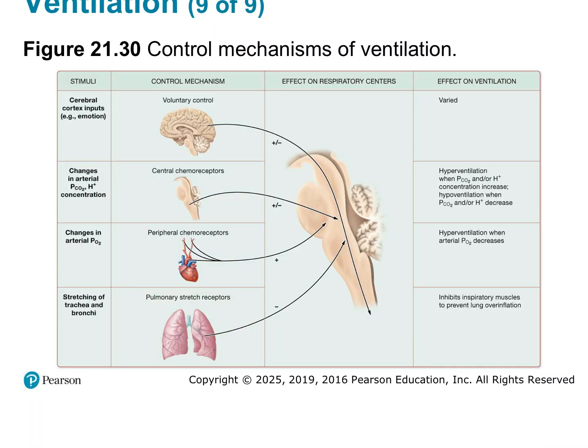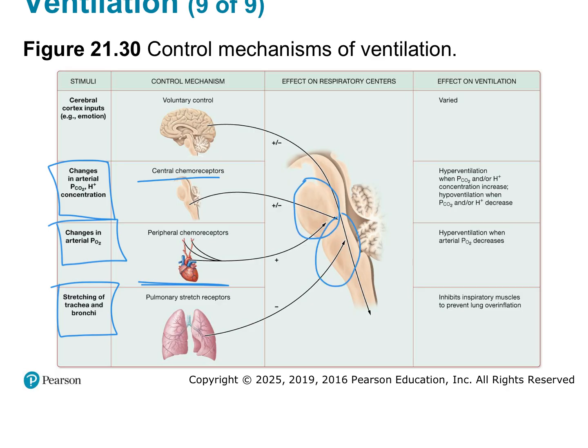So this table summarizes that information. Looking at the partial pressure of carbon dioxide and hydrogen ion concentration, that's primarily going to be our central chemoreceptors. Looking at changes in partial pressure of oxygen, that's going to primarily be our peripheral chemoreceptors. And then we also are looking at changes in stretch of the trachea and the bronchi. These signals are all sent to corresponding areas in the pons or in the medulla to be able to get the appropriate response. So we might see hyper or hypoventilation depending upon what's happening with partial pressures of carbon dioxide and oxygen, as well as hydrogen ion concentrations.